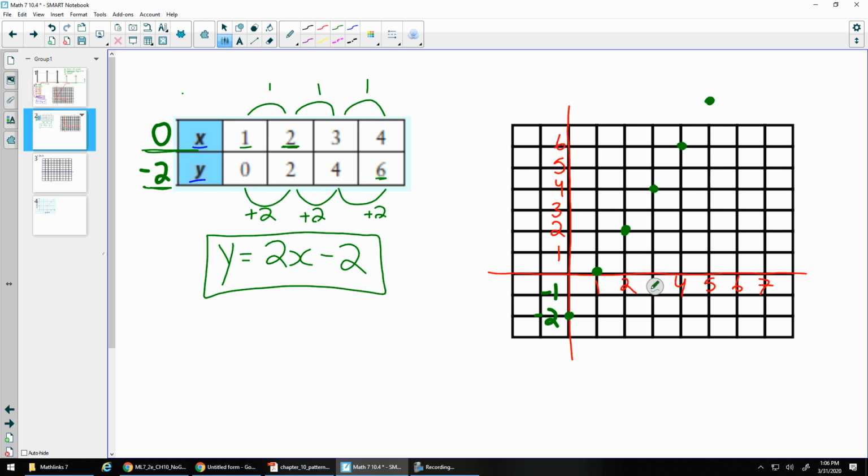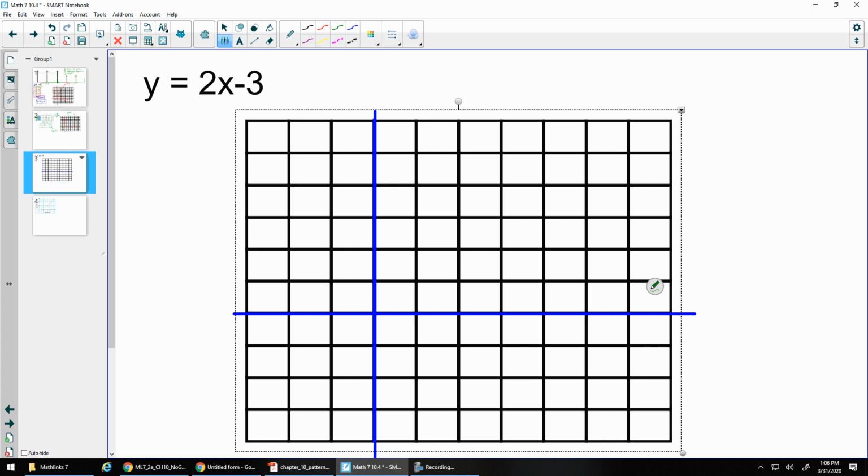So we have this pattern in the table of values. We have this pattern in an equation. And we have this pattern in a graph. Okay? 3 different ways. Let's now look at this one.